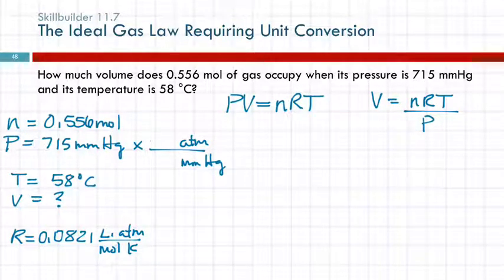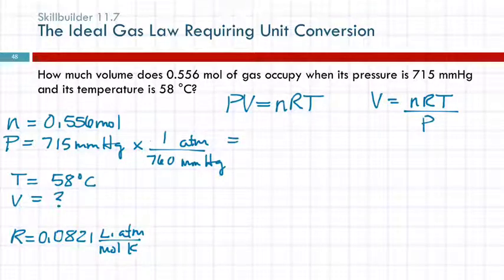And the relationship you get from the table. But you can save yourself a lot of time if you memorize it, because we're going to do this conversion between atmospheres and millimeters of mercury, or torr, a lot. 1 atmosphere is 760 millimeters of mercury. So 715 divided by 760.